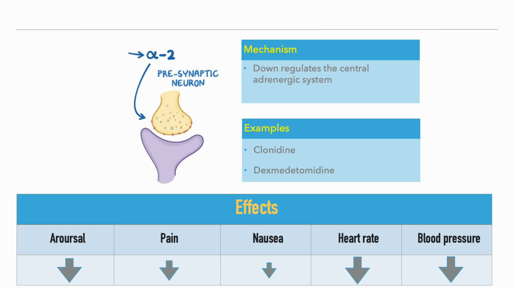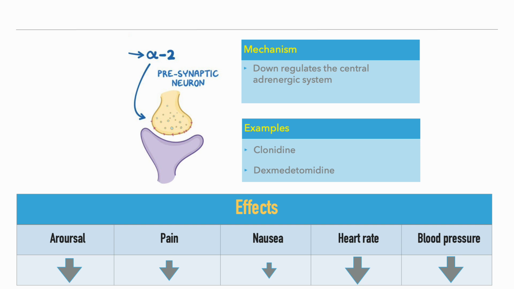Now, when we talk about alpha, we are talking about the adrenergic system. Now, that seems weird that we're talking about an agonist, but just remember that the alpha-2 receptor is a presynaptic receptor. Its job is to down-regulate the system. So by giving this, we're actually down-regulating the central adrenergic system. The examples of these drugs are clonidine or dexmedetomidine.